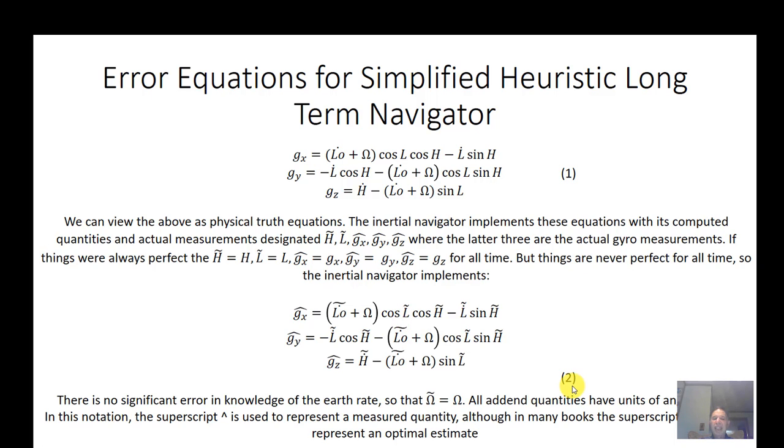Note that there's no significant error in the knowledge of Earth rate, as that we'll assume is known perfectly in terms of being approximately 15.04, and you could carry that out. Now there's seven digits if you use the WGS84 value for Earth rate. Notice that all quantities have units of angular rate.